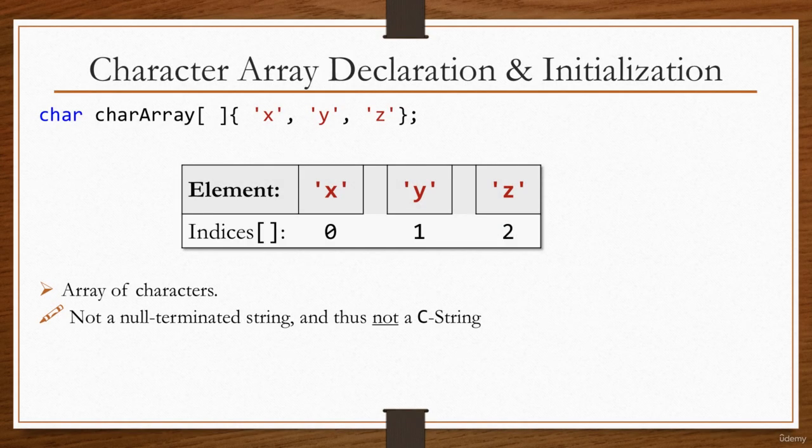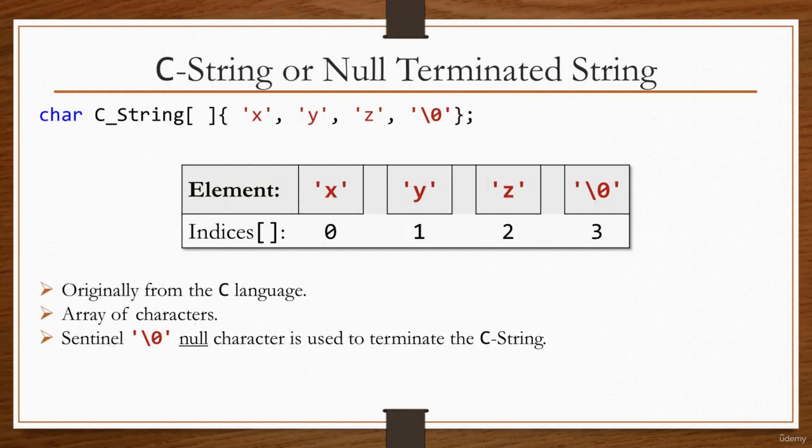Okay, let's summarize what we've discussed in this lecture. We have the character array declaration and initialization. This is an array of characters, but it is not a null terminated string, and so it is not a C string. The C string or null terminated string has the null character right at the end. That is the final element within the array.